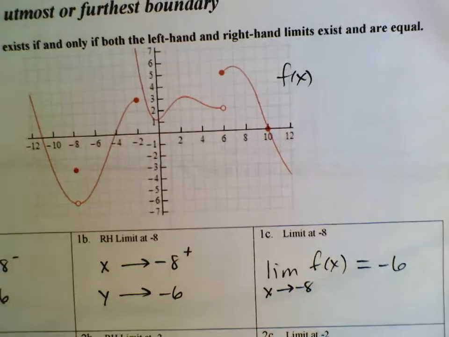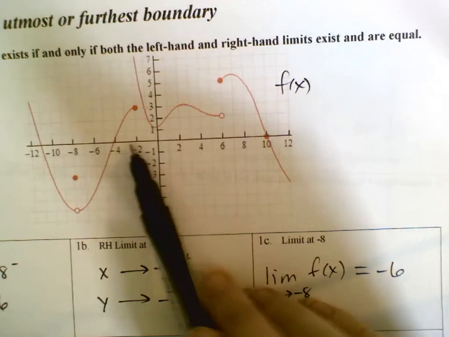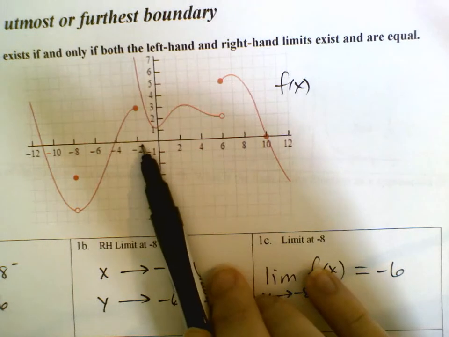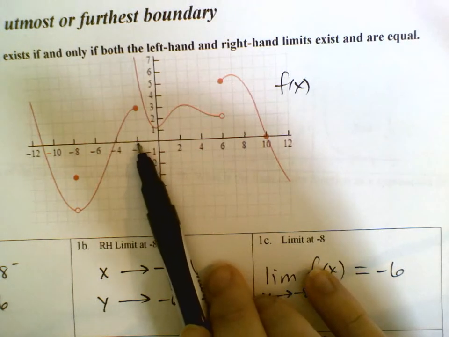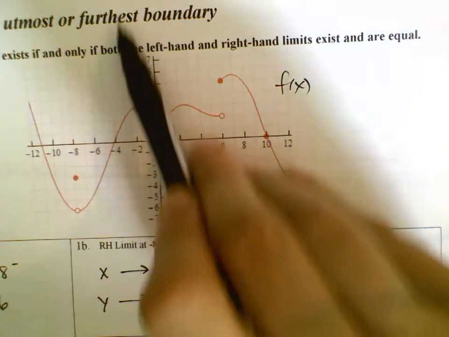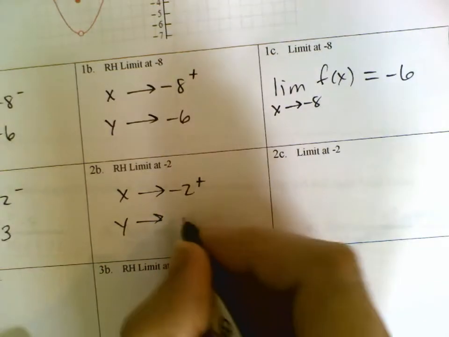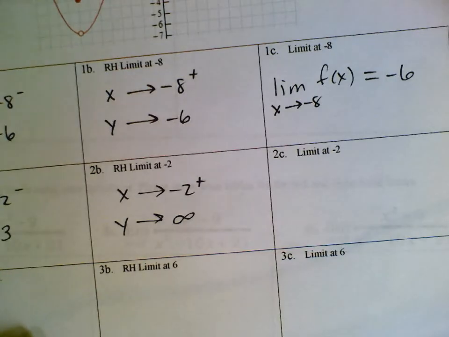As x is approaching -2 from the right, there's that asymptote that I pointed out at the beginning. So -1.9, -1.99, -1.999. This is an asymptote. Those y values are getting huge. They're going off the page. So y is approaching infinity.